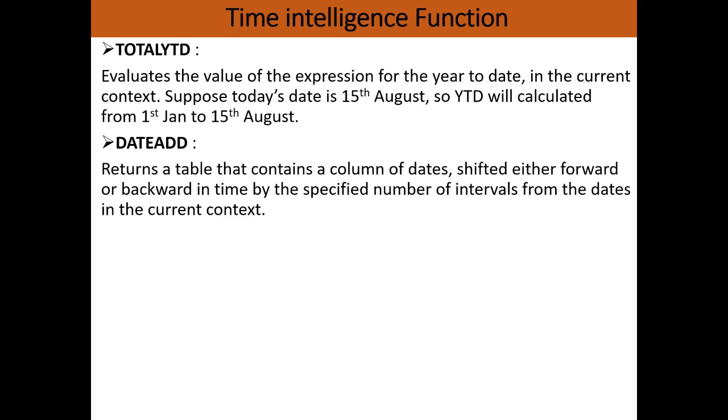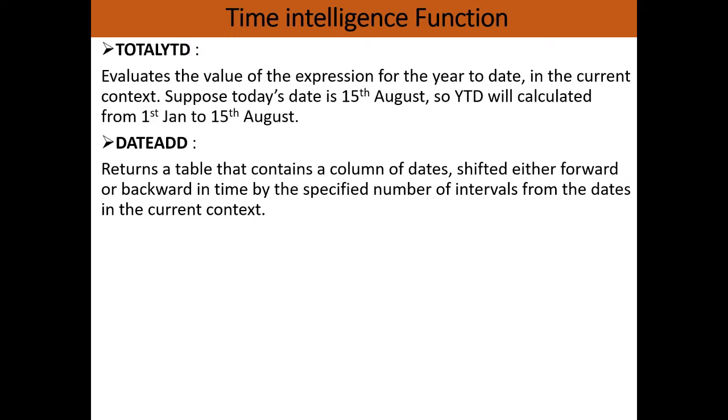Now next is the total YTD. It evaluates the value of expression for the year to date in the current context. For example, suppose today's date is 15th August. So YTD will calculate from 1st Jan to 15th August. That is the total YTD in that year.